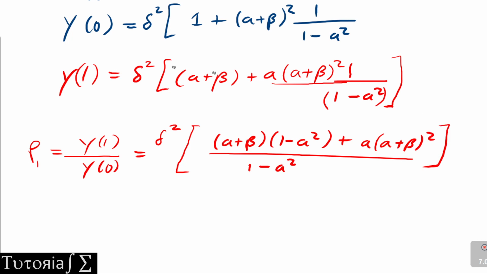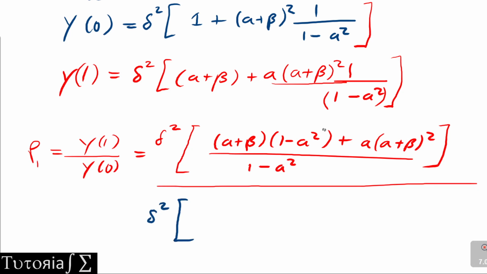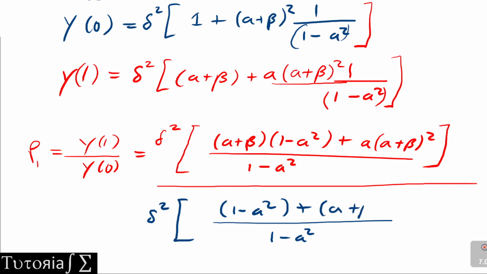Okay, so that is what we have here. Then on the numerator, on the denominator, we're going to have this here. So again, we can multiply this and this. So we have variance outside. So we can multiply this and this to find the common denominator. So that will be 1 minus a squared. Then this and that will give us 1 minus a squared plus a plus beta squared.